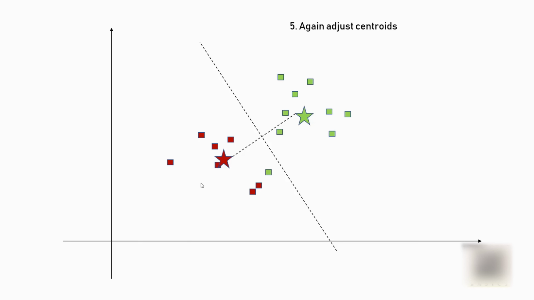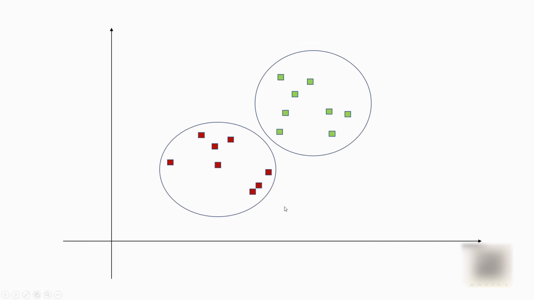So here right now, see, there is only one green point which is changing its cluster, so now it's in red. But after this we are done. Even if you try to recompute everything, none of these data points will change their position, hence we can say that this is final. So these are now my final clusters.